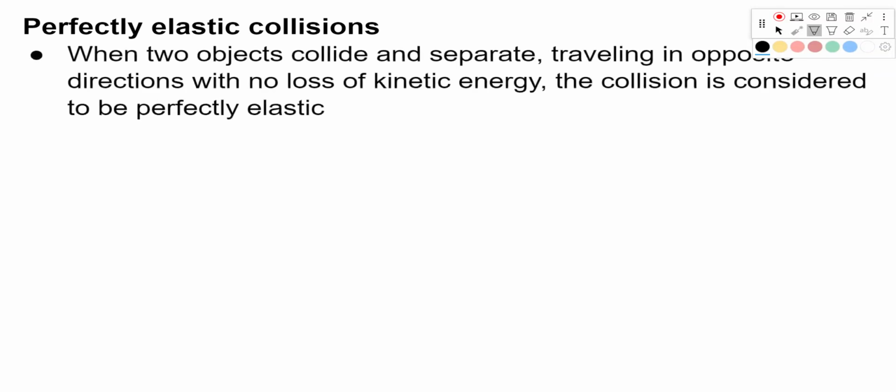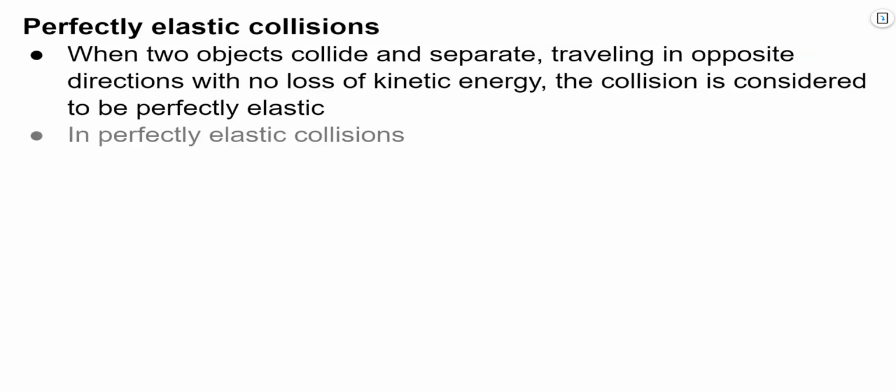The second type of collision we're going to discuss is the other end of the spectrum. These are perfectly elastic collisions. When two objects collide and then those objects separate and they travel in opposite directions and there is no loss of kinetic energy, then that collision is considered perfectly elastic. In perfectly elastic collisions, momentum is still conserved. You're going to see this as a pattern.